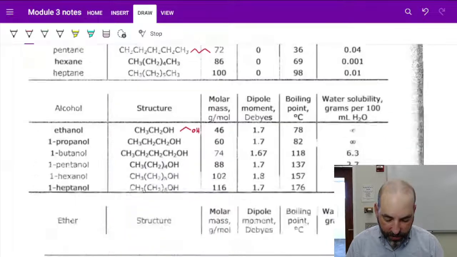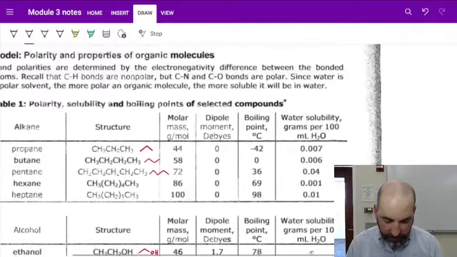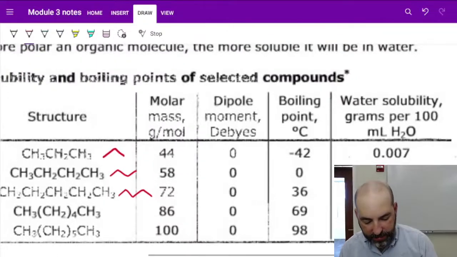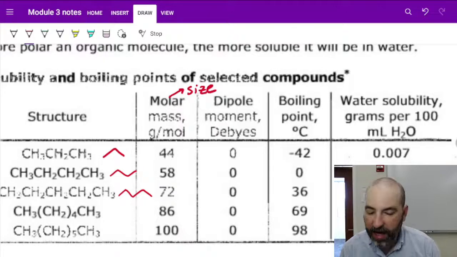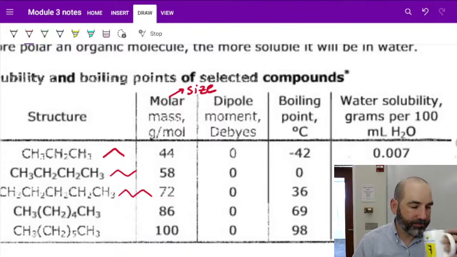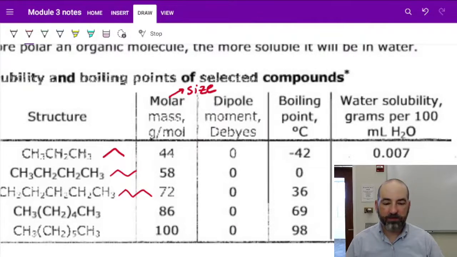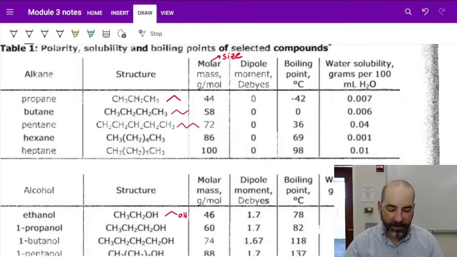The next column here is molar mass, which we haven't really talked about yet. Molar mass is related to the size of the molecule. So how big is it? How much does it weigh? Which is then related to how many protons, neutrons are in there. But for this particular document, you can just think of it as a general size.